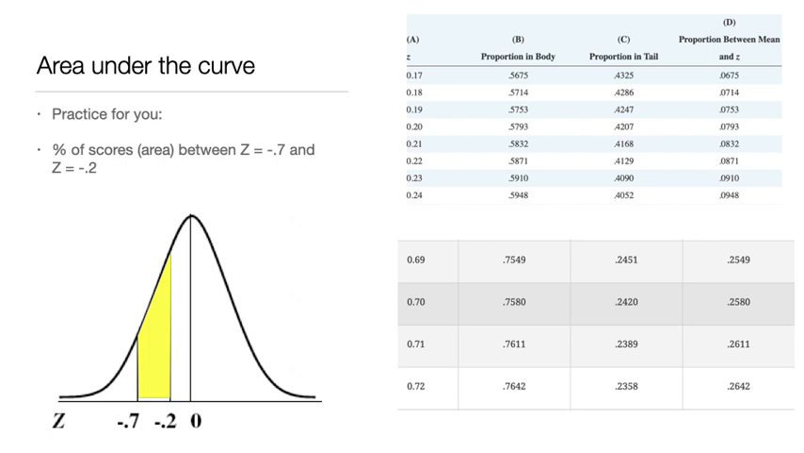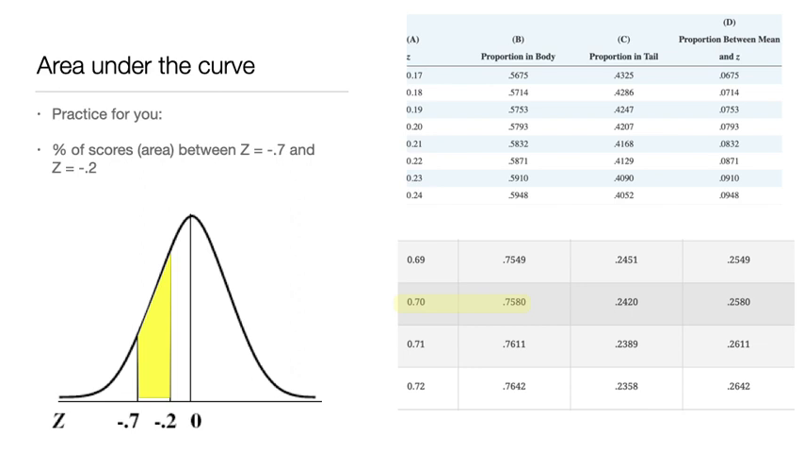You could look up the proportion in column D for -0.7 to the mean, and then subtract out the proportion from -0.2 to the mean, because we're not interested in that part. You could do tails and subtract that way. I went a rogue way and I went to body. Either way, you're going to get the exact same value.